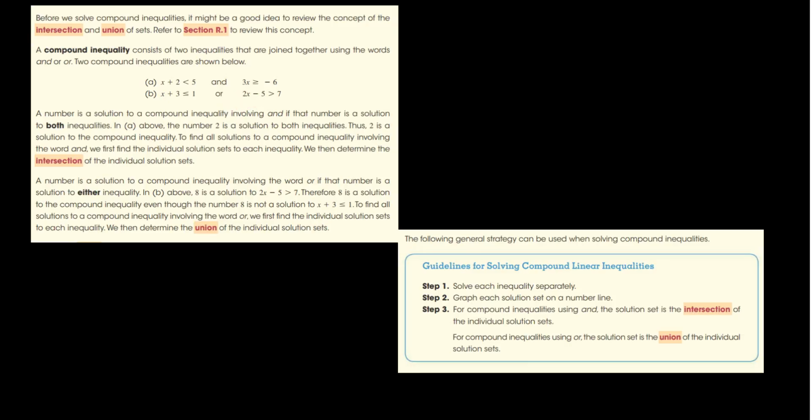Okay, so a number is a solution to a compound inequality involving and if that number is a solution to both inequalities. So if we use the word and, it's going to be a solution to both inequalities. And we would use the intersection symbol.